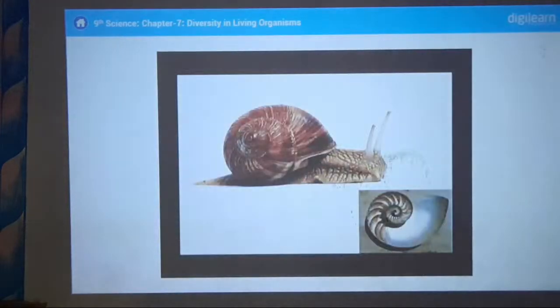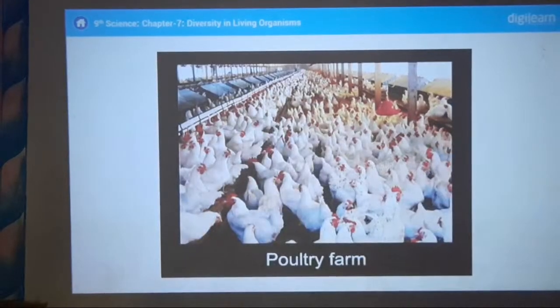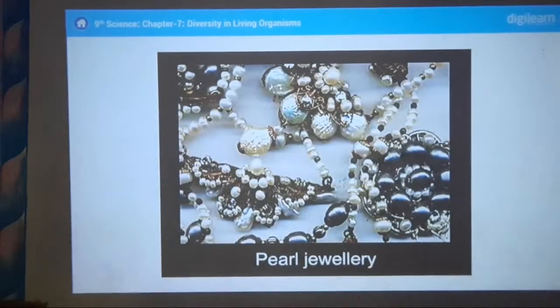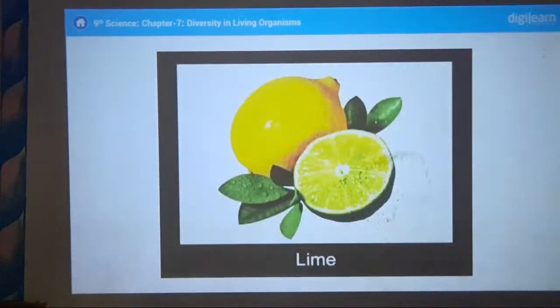Okay, this is the example for Mollusca, octopus, and it is a snail. And these are some of the examples of shell organisms. And these are the birds category. And these are the pearls extracted from the pearl oyster.